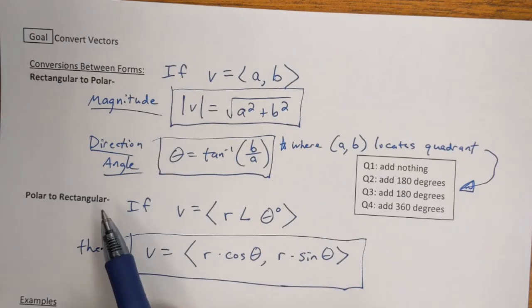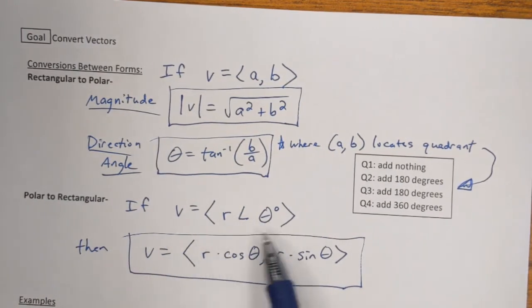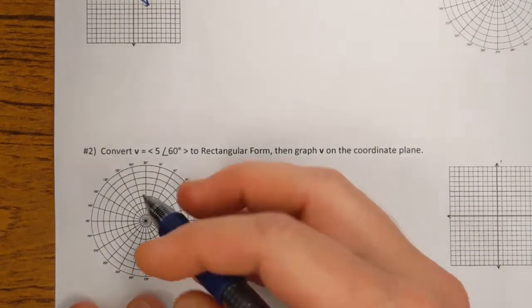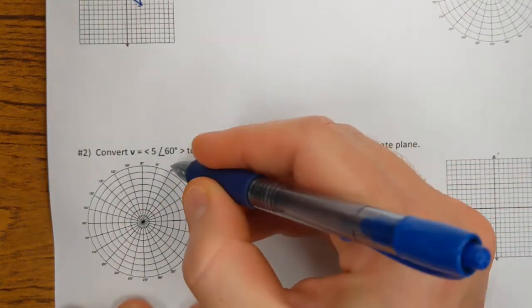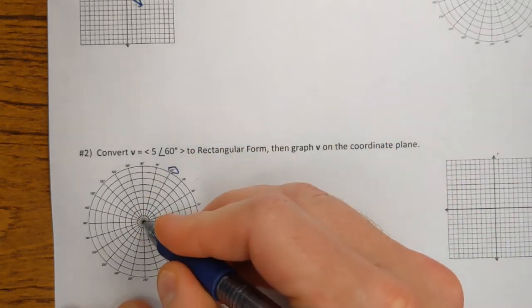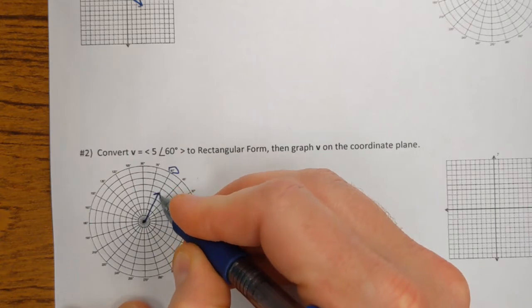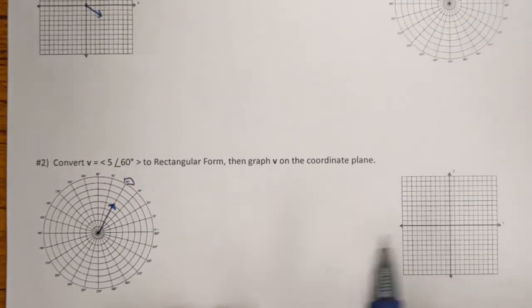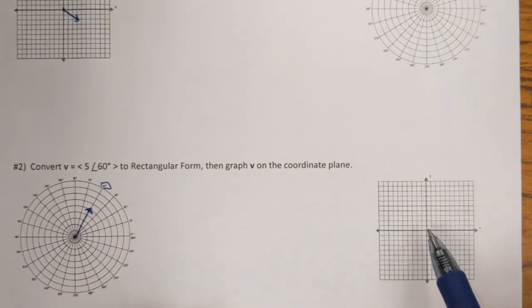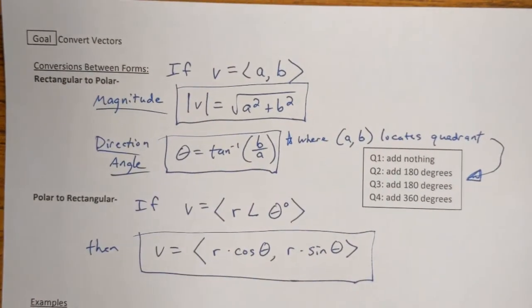Now the next conversion we're going to do is the opposite. If we ever have a vector in polar coordinates, we want to be able to convert that to rectangular coordinates. So for example, if we have a vector whose coordinates are a magnitude of 5 at an angle of 60, it would look like 1, 2, 3, 4, 5. If we ever have a vector in polar coordinates on a polar graph, can we convert it into rectangular coordinates in a rectangular graph?